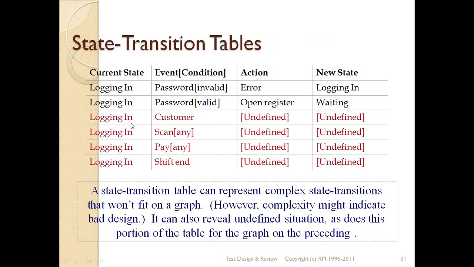For example, at the logging in state, if my event or condition is customer, my action for the system is undefined and new state is undefined. So you can create this complete state transition table, and for all the actions and new states which are undefined here, you can go back and ask your analyst what-if questions for all these current states and events where your action and new state is not defined.